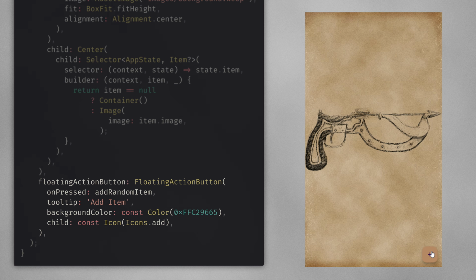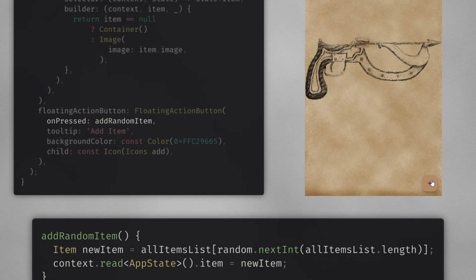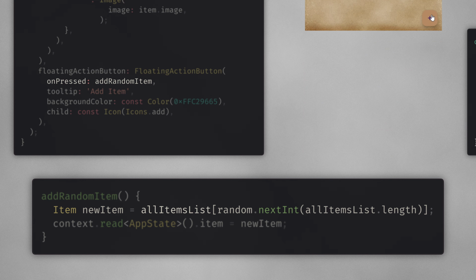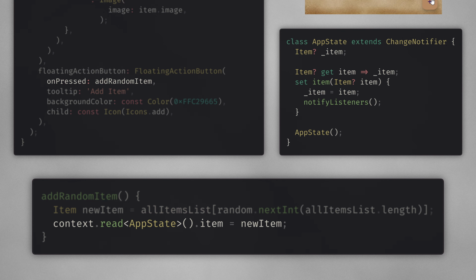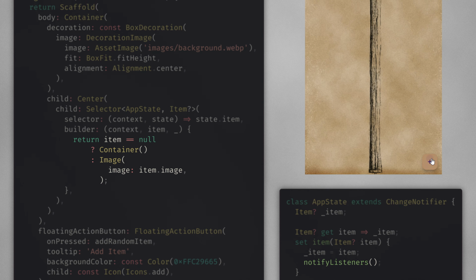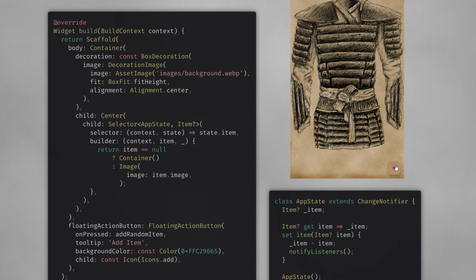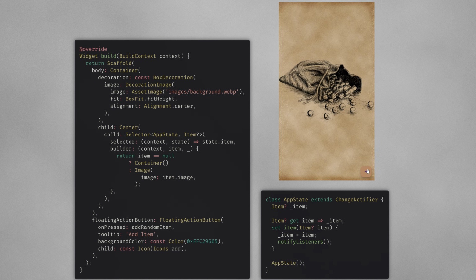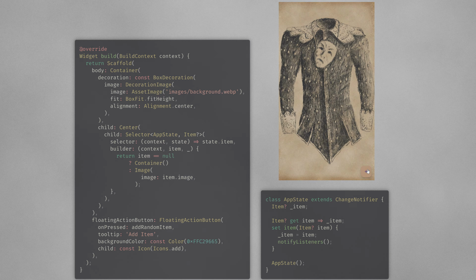The button decides which item is coming up next via the addRandomItem function. It picks a random item from the list made earlier and tells the AppState to update its current item. This then notifies the selector, updating the image shown. This slightly overcomplicated process of separated AppState and visuals will help keep things neat once I add in more features.